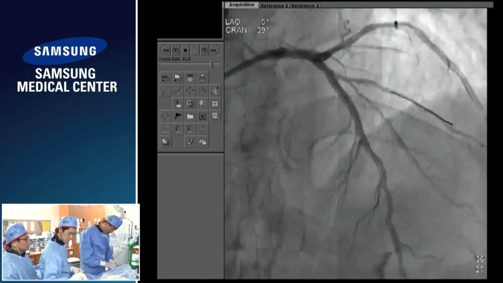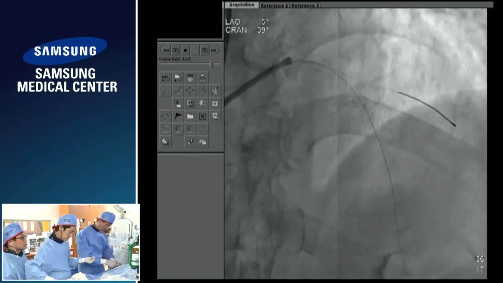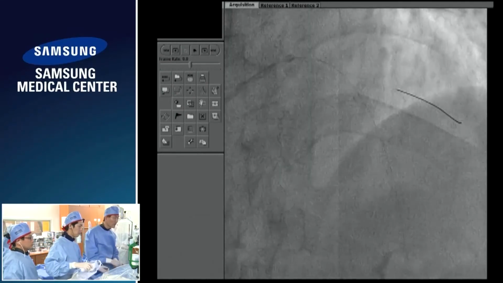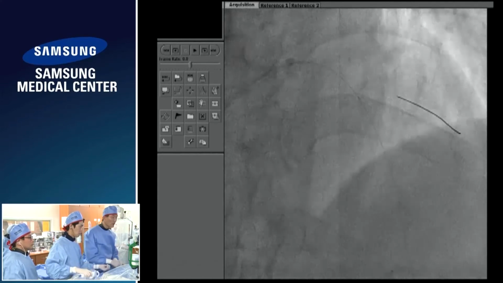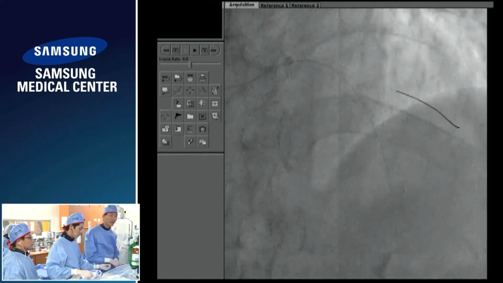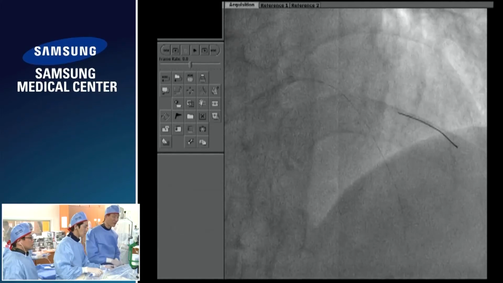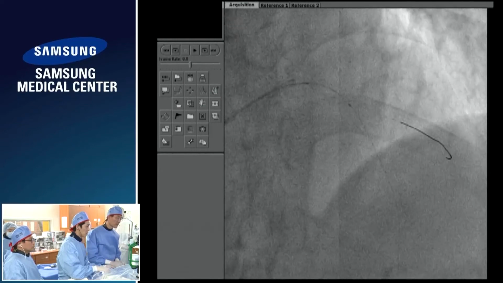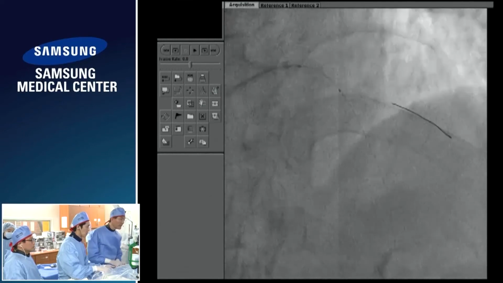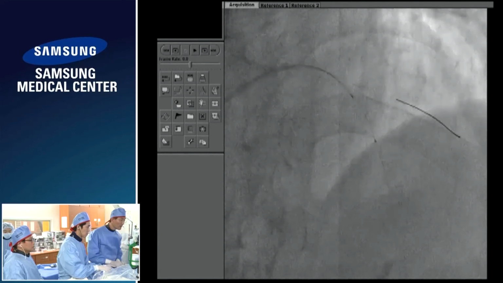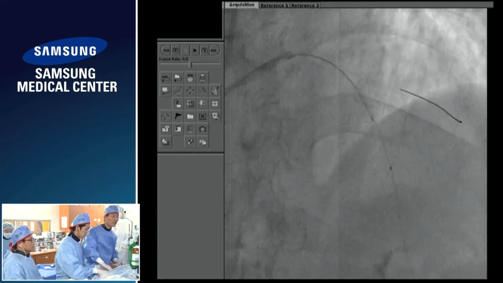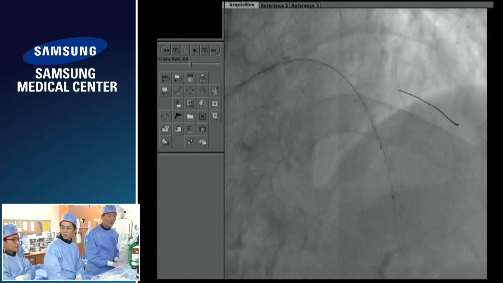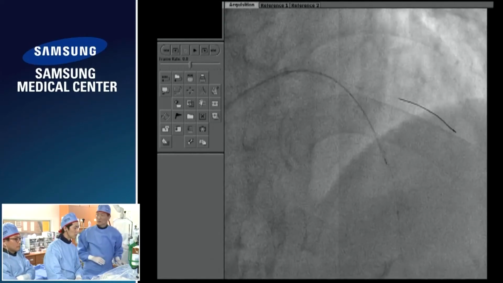Flushing. Okay. So today I used the 7 French guiding catheter just in case for the live demonstration, but usually I do it with the 6 French guiding catheter, as a transradial approach, of course. Okay. 1mm pullback, 1mm.